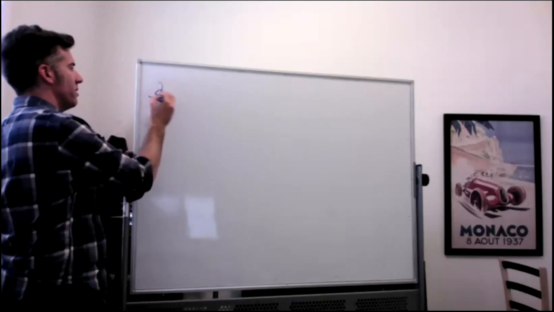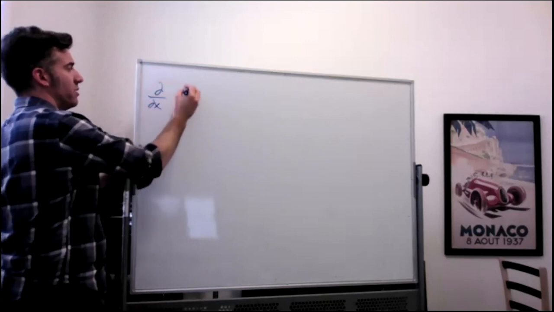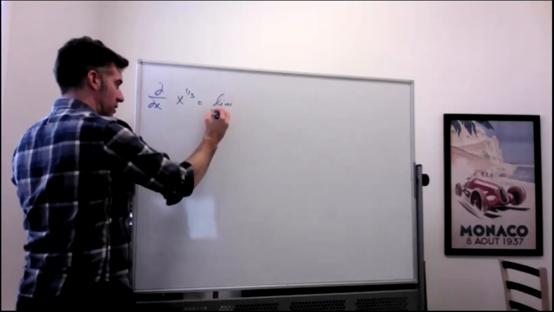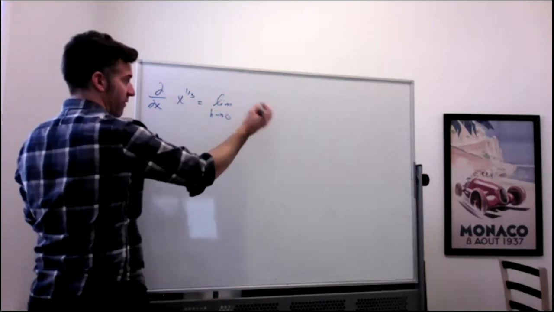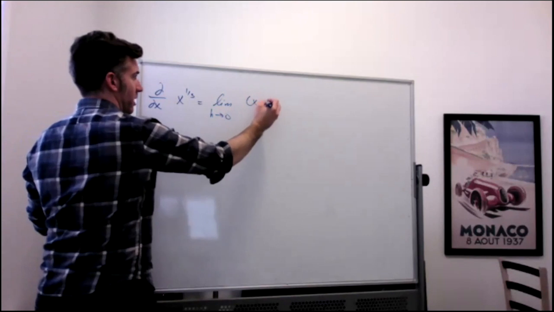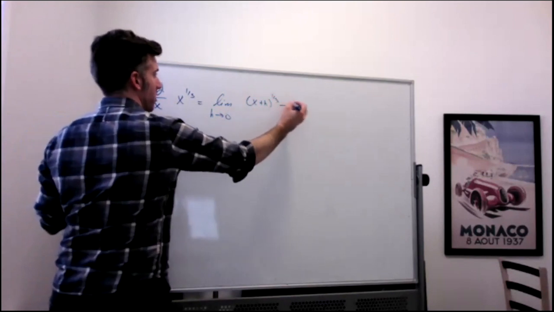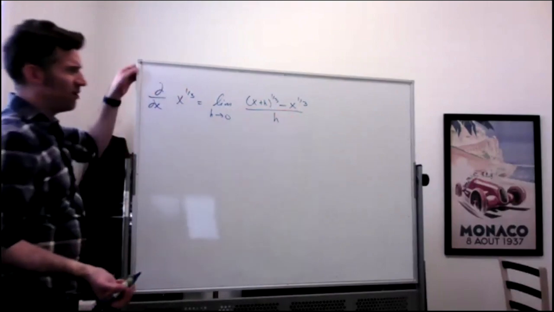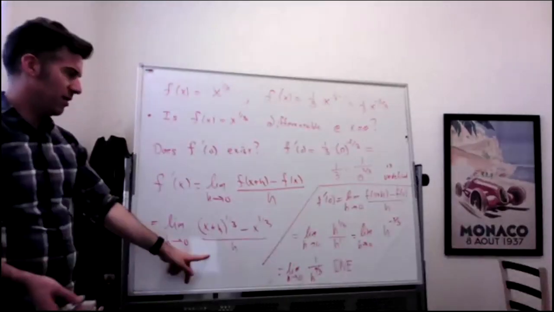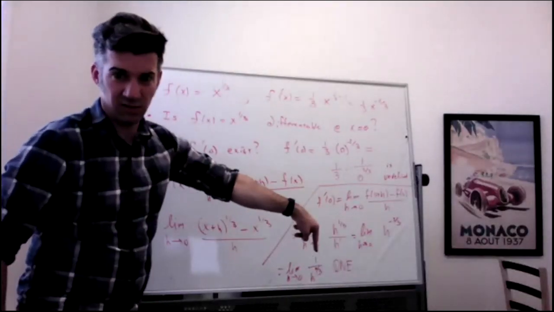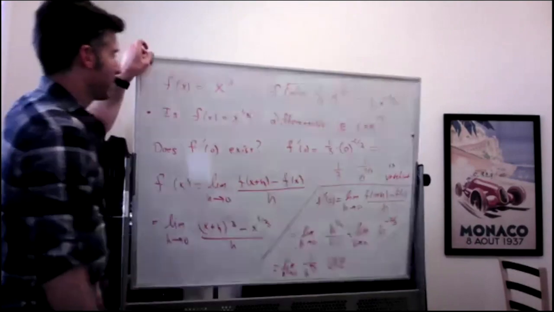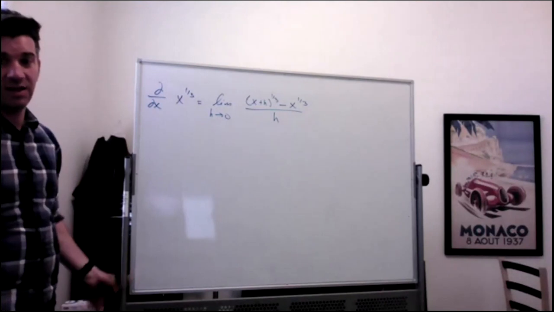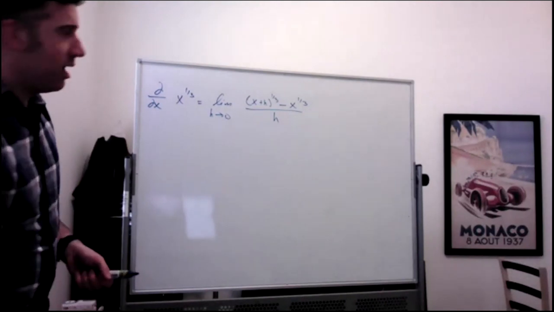So the derivative of x to the 1/3 is the limit as h goes to 0 of f of x plus h, which is x plus h to the 1/3 minus x to the 1/3, all over h, right? Which we had down here. And then we said, well, we're going to do it at 0 so it's easier, and got non-existent. So how do we deal with this thing? It's kind of a mess.